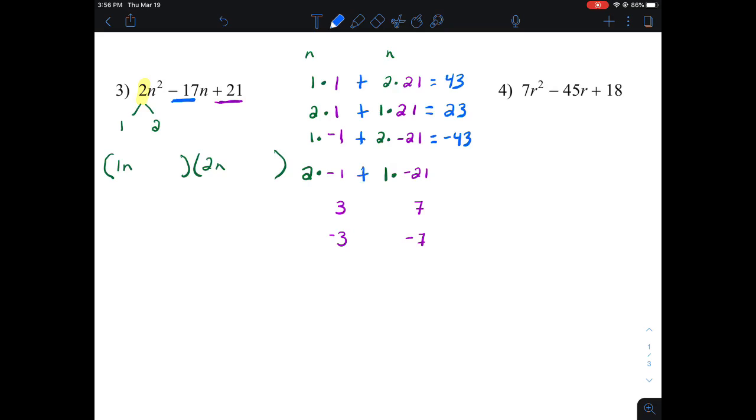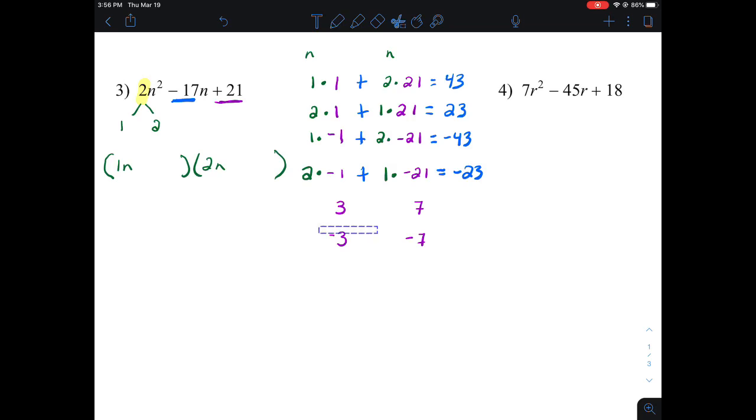So now I go and say, well, what happens if I multiply the negative 1 by 2 and the negative 21 by 1? Negative 2 plus negative 21 give me negative 23. That wasn't it either. Say, okay, fine. Let's go to the next set, which would be 3 and 7.